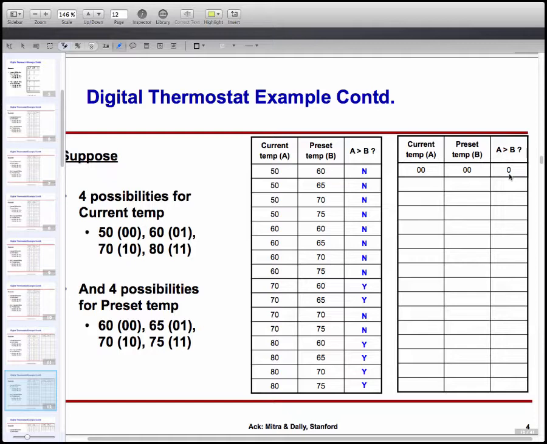Can someone help me with the second one? What would the second row look like? So tell me, what should I put in the second row, first column?